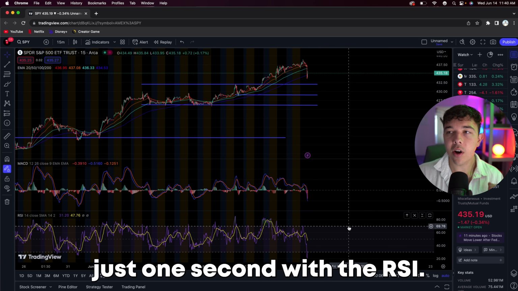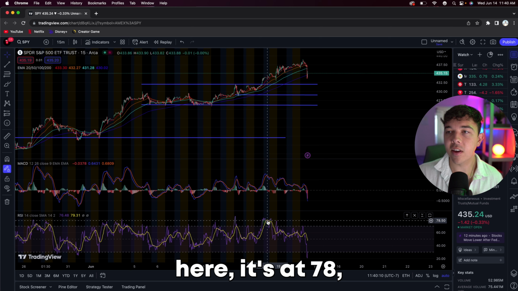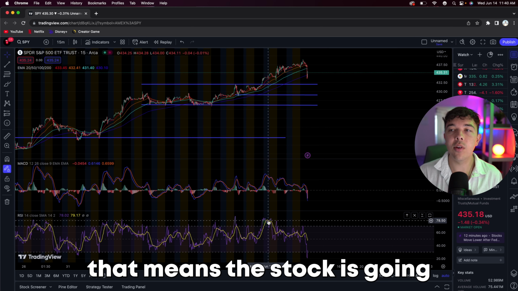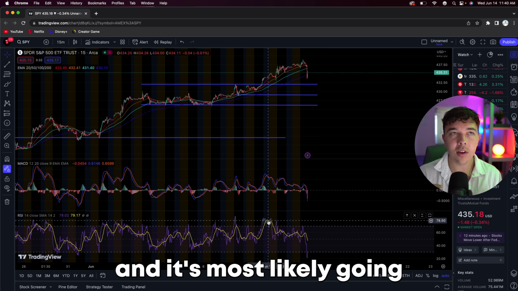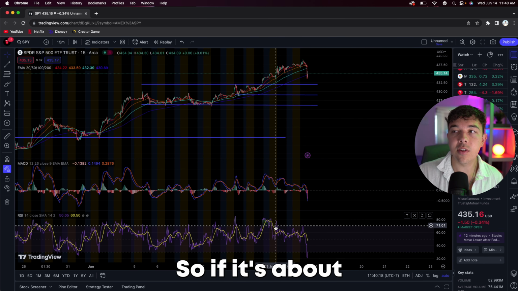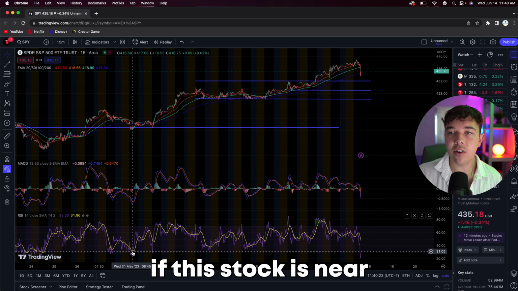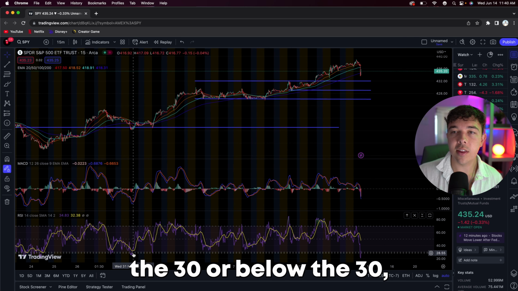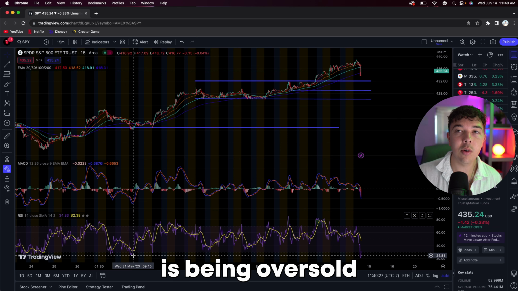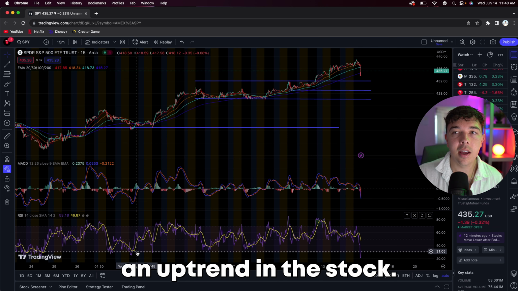With the RSI, if the RSI is above 70 like it is right here, it's at 78, that means the stock is going to be overbought, and it's most likely going to be seeing a pullback very soon. So if it's above 70, it's overbought. However, if the stock is near the 30 or below the 30, that means the stock is being oversold, and most likely soon enough we are going to see an uptrend in the stock.